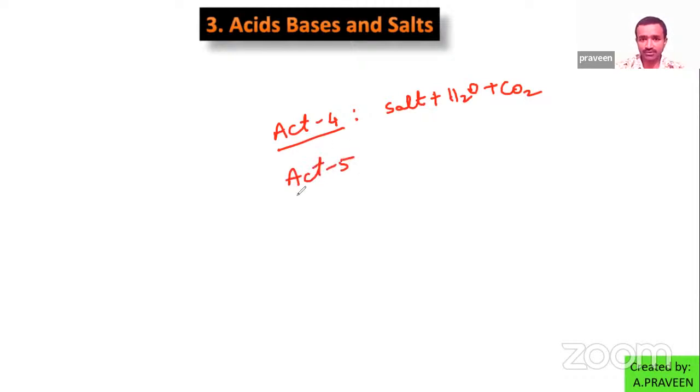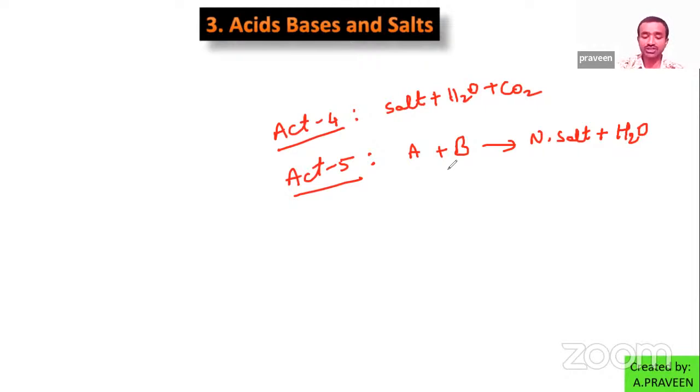About activity 5: it is a reaction between an acid and a base, producing a neutral salt and water. So if a neutral salt is produced by the acid and base reaction, that reaction is called a neutralization reaction.